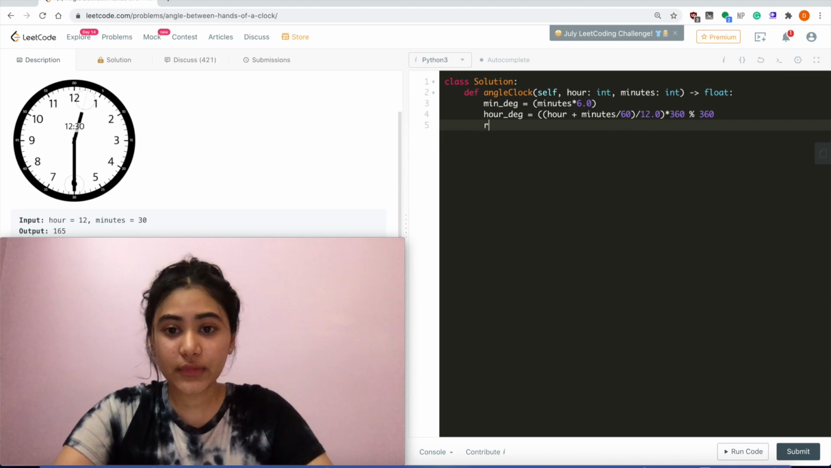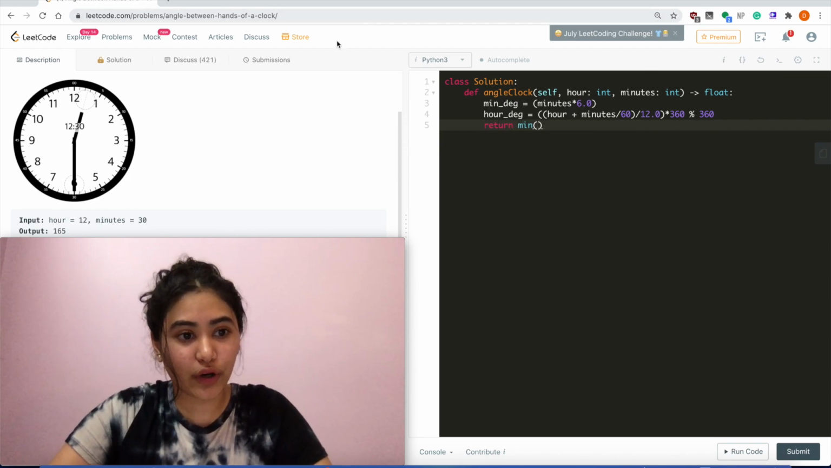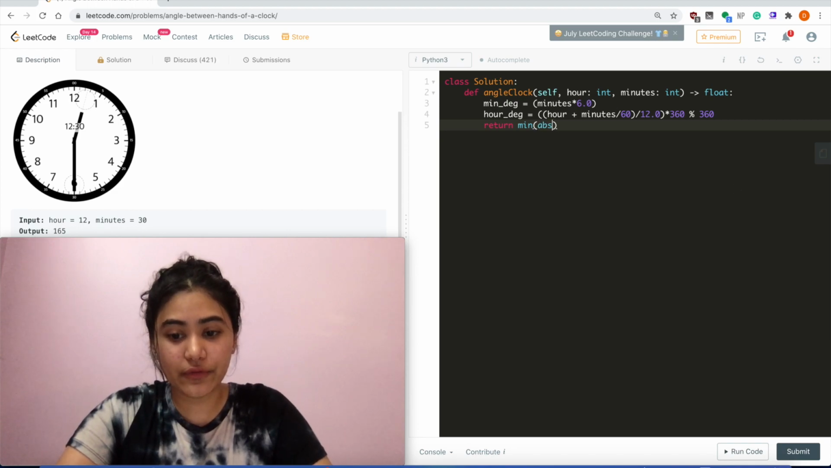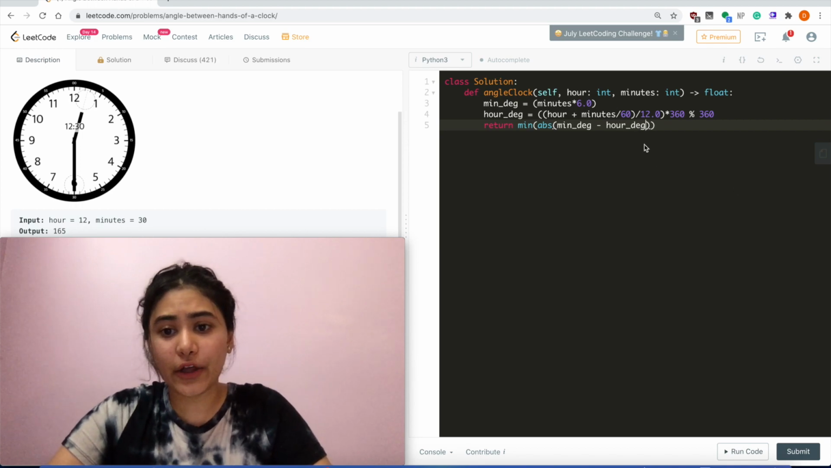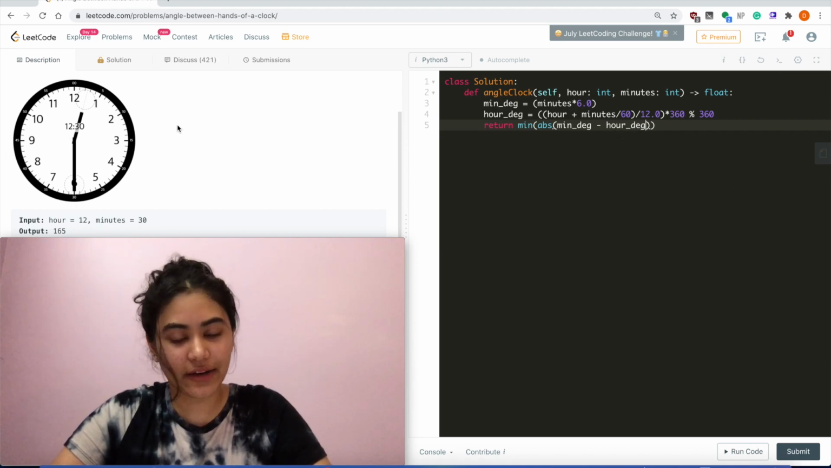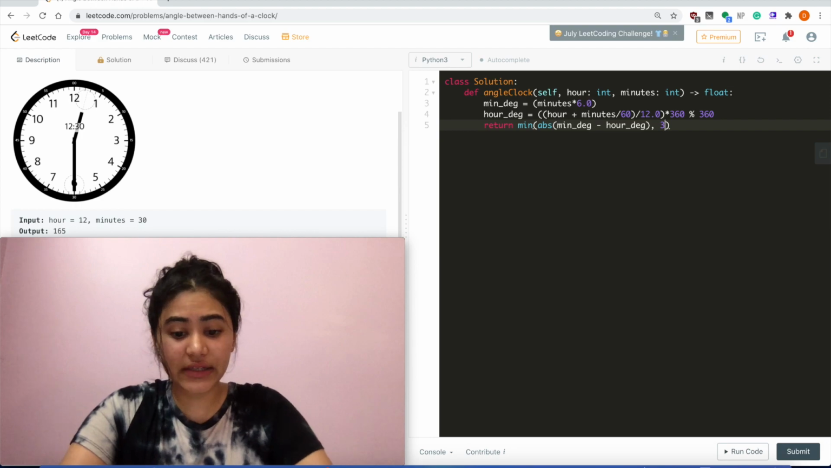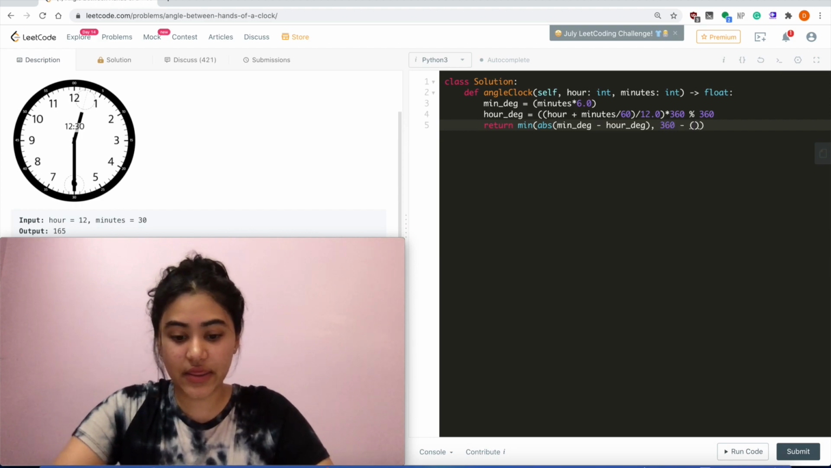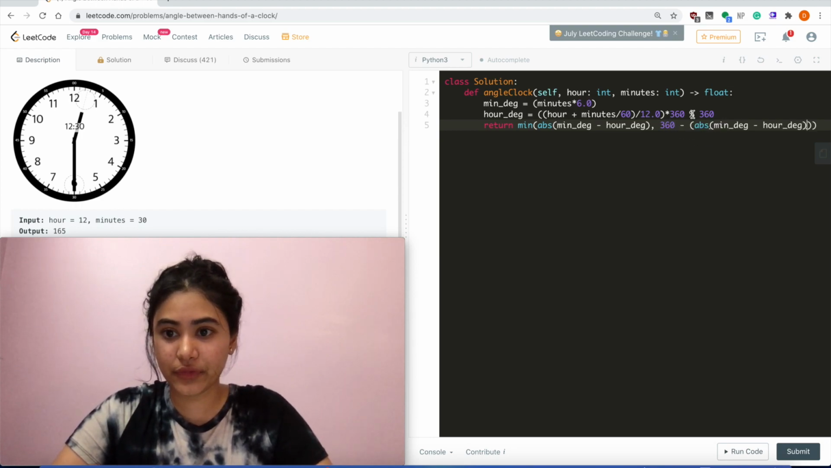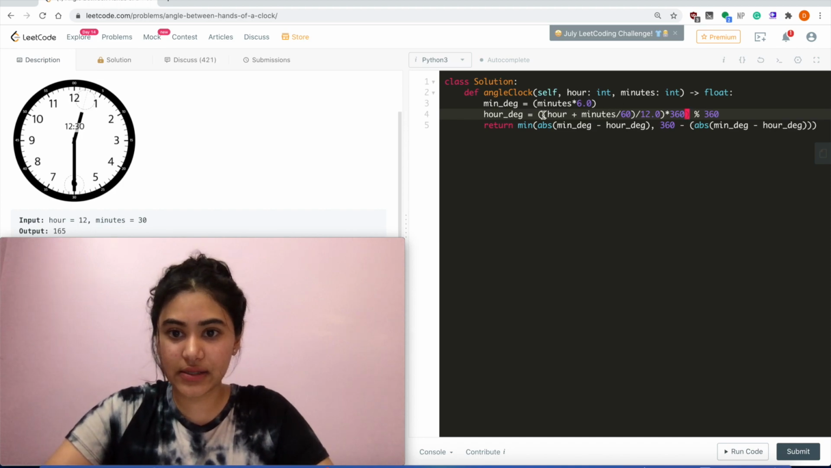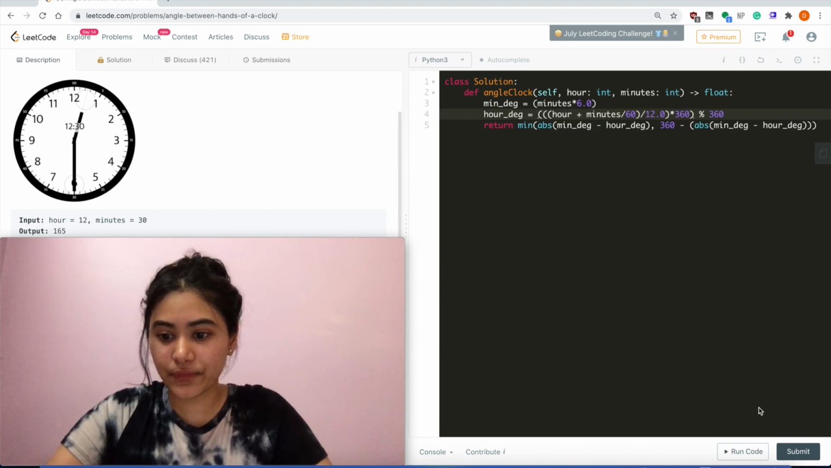And now all we have to do is return the minimum between our angles. So return the absolute value of min degree minus hour degree. And absolute value, because the hour degree could be ahead of the min, we don't really know. So this value, or 360 minus that value right here. So I'm going to also wrap these into another parenthesis, run code.